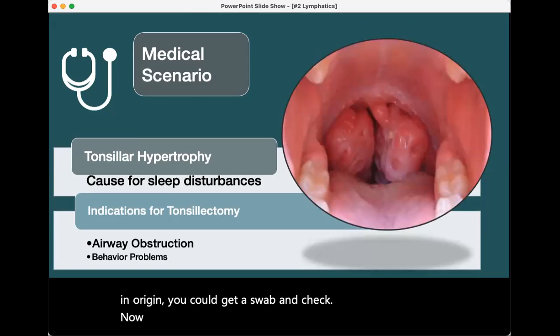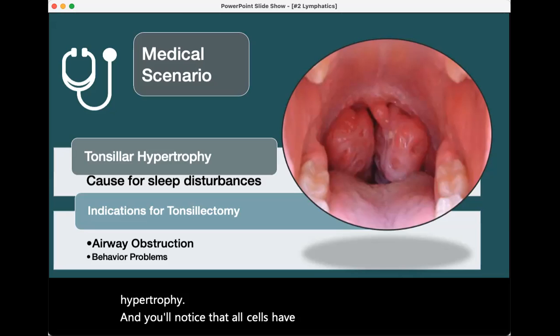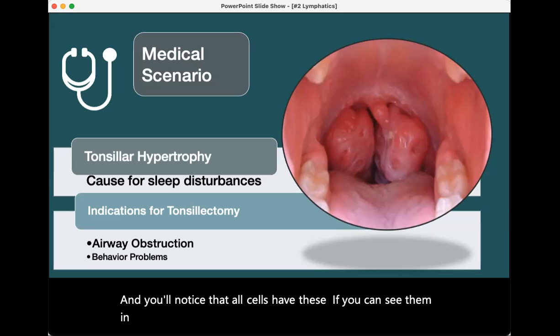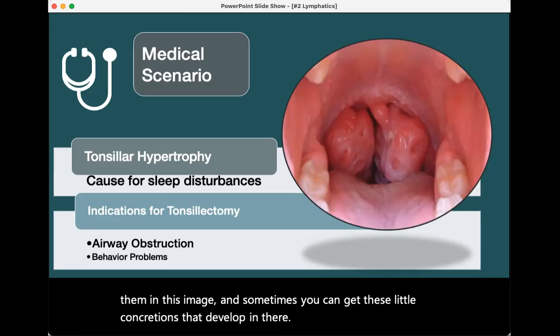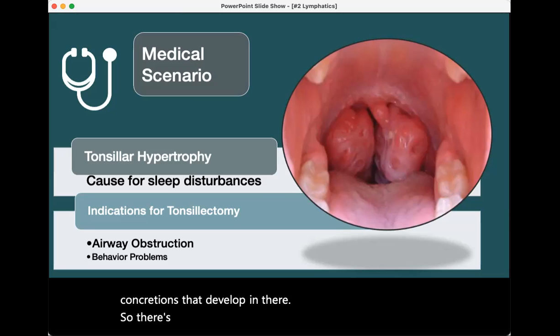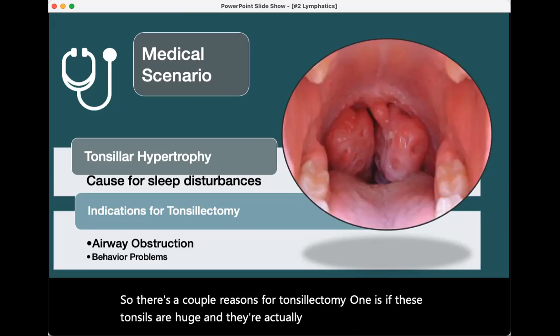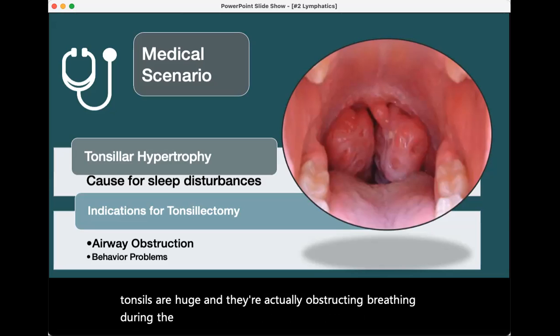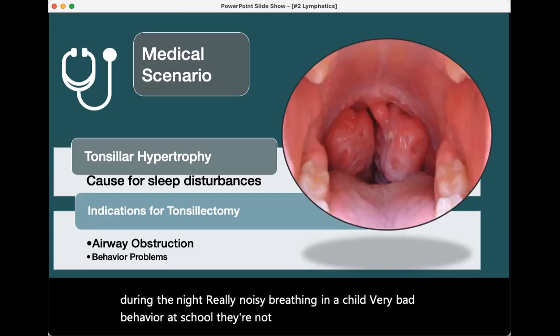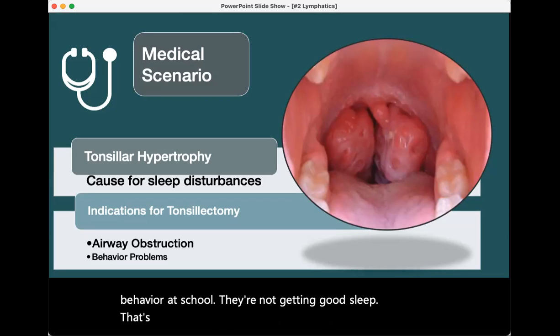Now, this is another medical scenario. This is tonsillar hypertrophy. And you'll notice the tonsils have these crypts, if you can see them in this image. And sometimes you can get these little concretions that develop in there. So there's a couple reasons for tonsillectomy. One is if these tonsils are huge and they're actually obstructing breathing during the night. Really noisy breathing in a child, very bad behavior at school, they're not getting good sleep, that's another indication for a tonsillectomy.